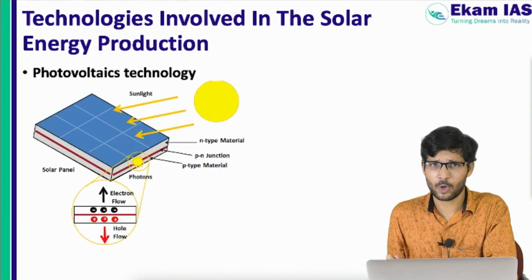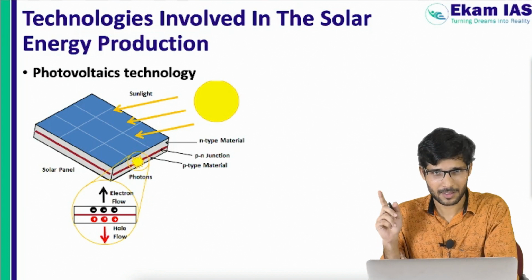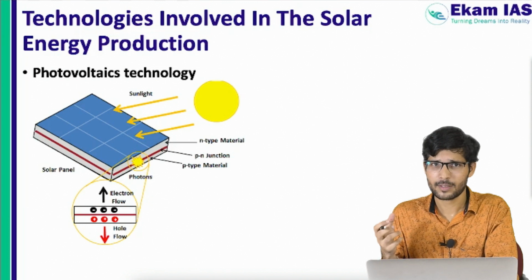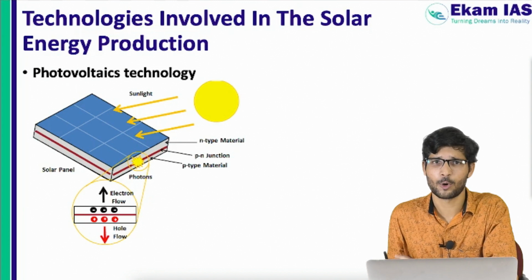There are mainly two technologies involved in the production of solar energy. There is the sun high above, and how are we converting the energy of the sun to the electricity that we use daily? That is the process here. So what technology are we using for this conversion? One technology is photovoltaic technology.